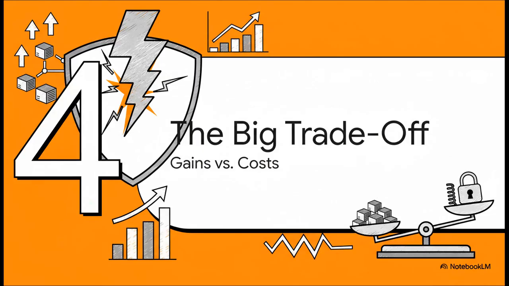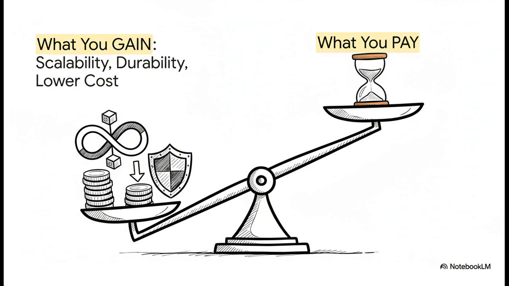Now, this probably sounds like the perfect solution for absolutely everything, doesn't it? But it's not a silver bullet. This incredible power comes with one very important and very intentional trade-off. Here it is. This is the grand bargain. What you get is near infinite scalability, insane durability. 11 nines means you could store 10 million files for 10,000 years and maybe lose just one. And of course, that dramatically lower cost. So what do you pay with? A little bit of latency.